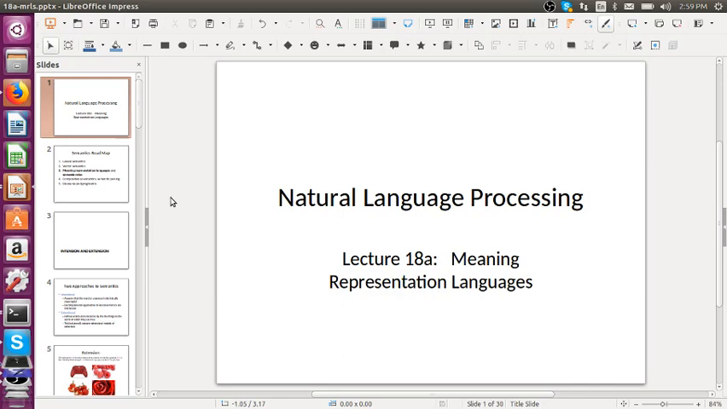So not only do we want unambiguous representation of an ambiguous sentence, we want multiple sentences that mean the same thing to map to the same meaning representation. So there's two requirements for that. Trying to find a canonical form.